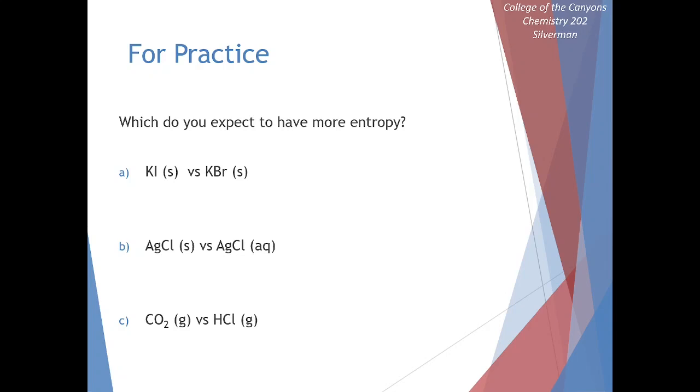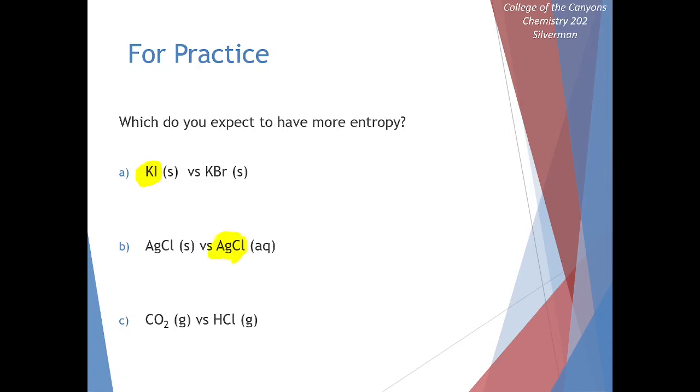Couple of practice problems here. Which do we expect to have more entropy? Potassium iodide, potassium bromide. Well, these are both solids, so we'll need to move on to one of our tiebreakers. Iodine compared to bromine. Well, iodine is going to be a larger atom. Bigger atoms, bigger molecules will have more entropy. For B, silver chloride as a solid compared to silver chloride that is aqueous. Well, let's check our phases. Aqueous, dissolved, is going to have many, many more degrees of freedom than something that's a solid.